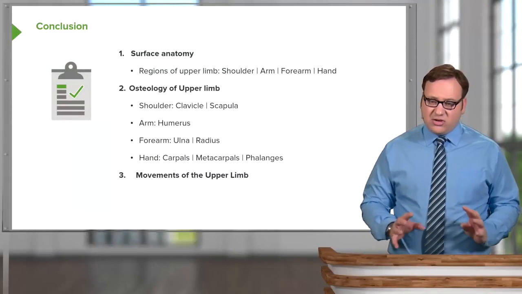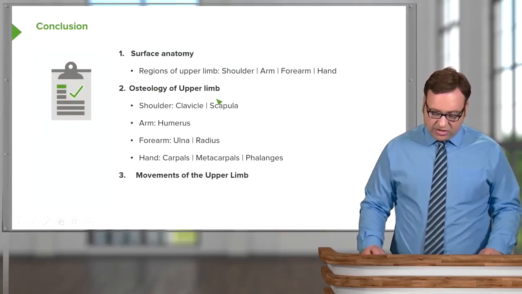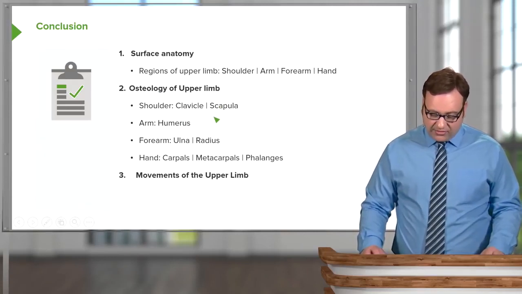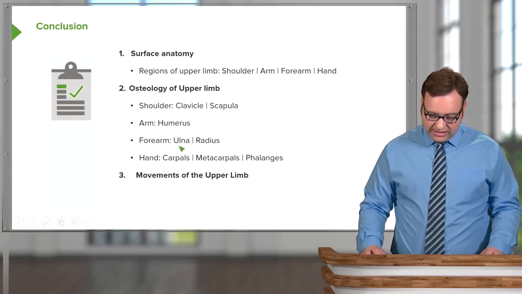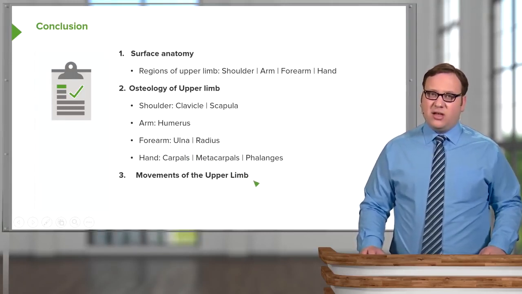So we started off by looking at the surface anatomy, looked at the various regions, and then we looked at the various bony landmarks of the upper limb. So the clavicle, the scapula, the humerus, the ulna, the radius, the carpals, the metacarpals, and the phalanges. And then we finished by looking at the various movements of the upper limb.